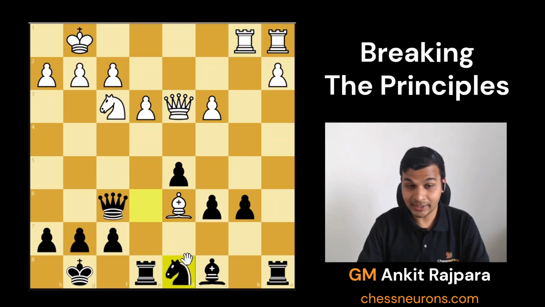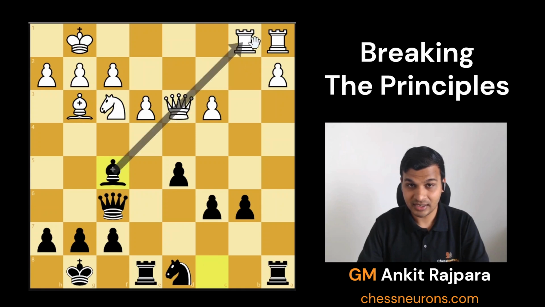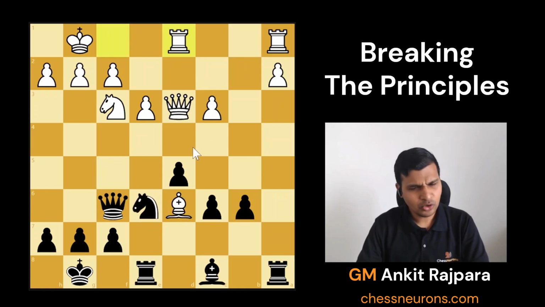Knight d8. What does knight d8 do? Knight d8 attacks this bishop, and this bishop is unblocked. So what happens after bishop g3? If this bishop is defended, bishop f5, and black wins an exchange. Let's say, so if white plays rook f d1, no problem at all.